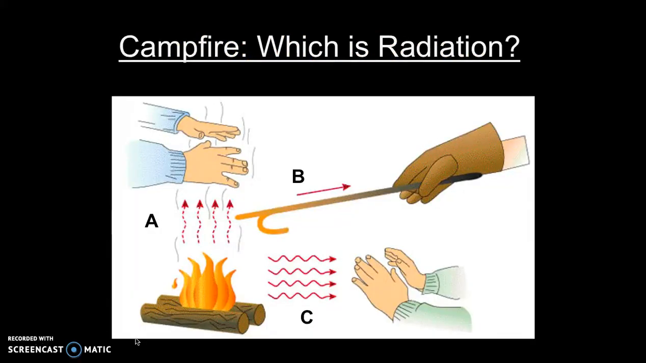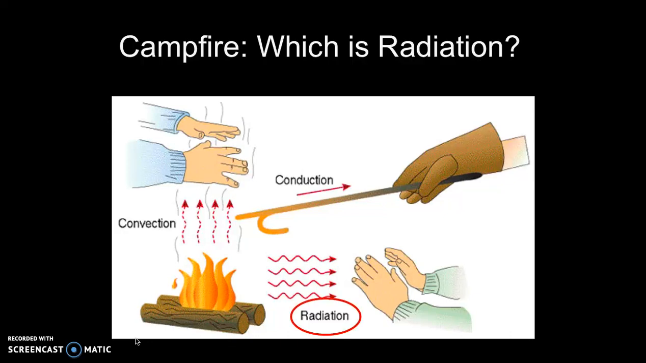All right, you have a campfire sitting here. Which way does the heat transfer from the campfire to your hands? There are three different ways a fire can transfer heat to your hands: radiation, convection, and conduction. So which one in this case is radiation? Take a look, is it A, B, or C? Which is radiation? Okay, radiation is here.